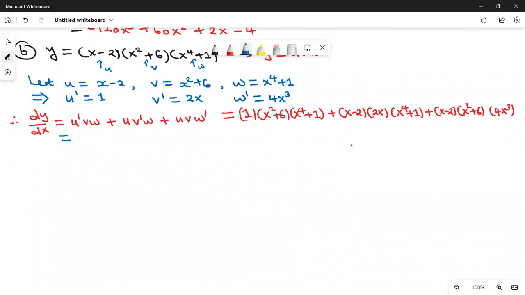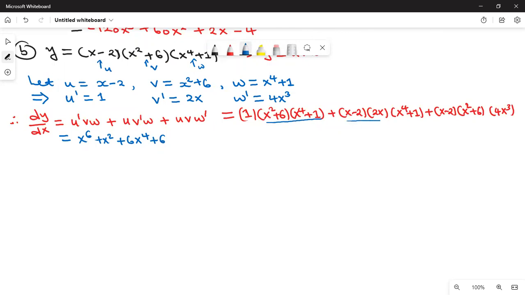Let me multiply the first term, this one. What will it give us? It will give us x raised to 6 plus x squared plus 6x raised to 4 plus 6. That's the first term.